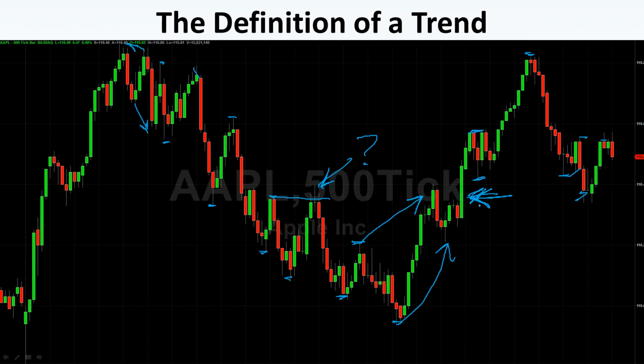For these pivot high and low points, do you consider the wick or just the body after the close of the bar? You look at the wick. You look at the wick, not just the body.